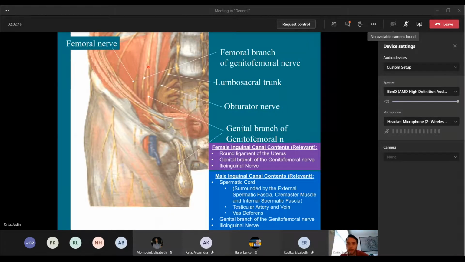Okay, so this is just the contents that we talked about in the last lecture, but I put it again here just to remind you of the female inguinal canal contents, the relevant ones that we talk about, obviously there's a little bit more. The round ligament of the uterus, the genital branch of the genitofemoral nerve, and the ilioinguinal nerve. Remember, I said the ilioinguinal nerve goes through the inguinal canal, but it's not inside of the spermatic cord, right? It's just going through there, just parallel to it, right? And again, in the male, we talked about the spermatic cord, which is surrounded by all these fascia and muscle, testicular artery and vein, and vas deferens. But you're also going to have genital branch of genitofemoral nerve, as well as the ilioinguinal nerve, right? So this is going to be for your studies.